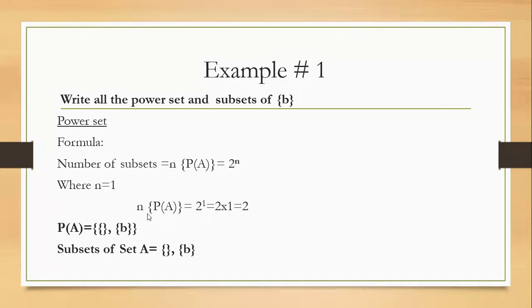What do we get? n(P(A)) is equal to 2 raised to the power 1. Why 1? Because here n is equal to 1, and n is in the power. Okay. So 2 raised to the power 1 means 2 ones are 2. That means the number of subsets will be 2.